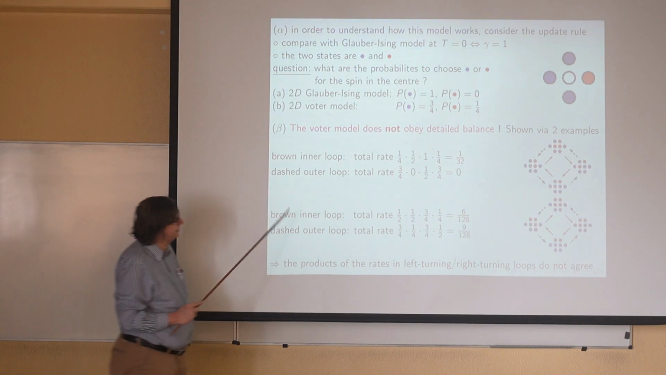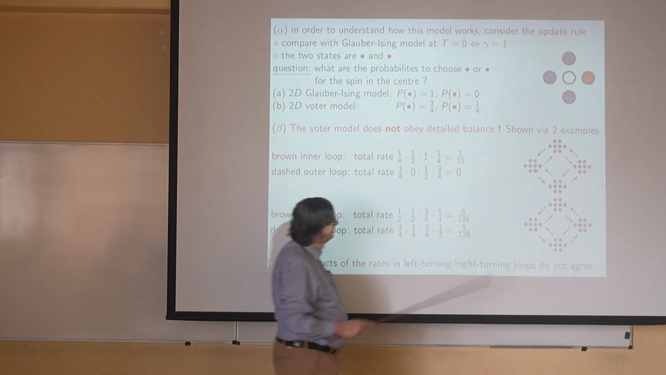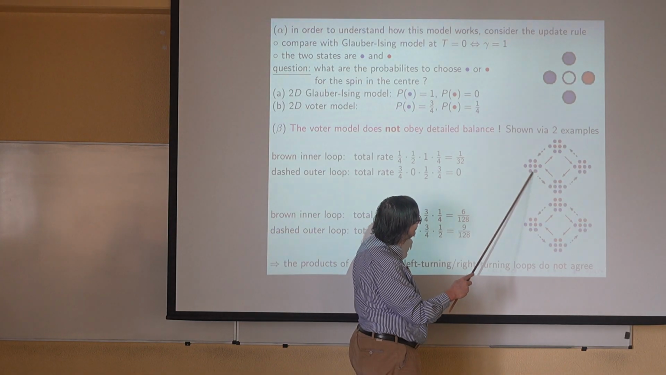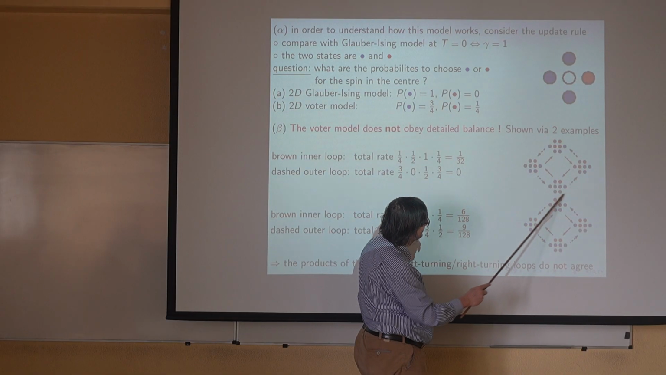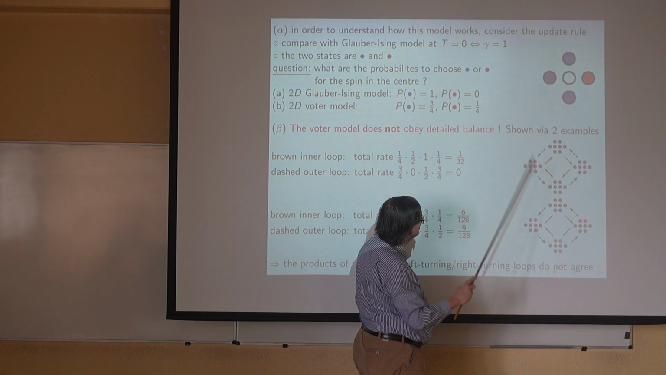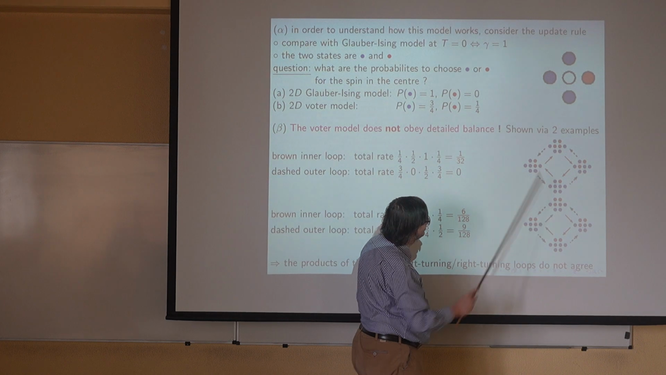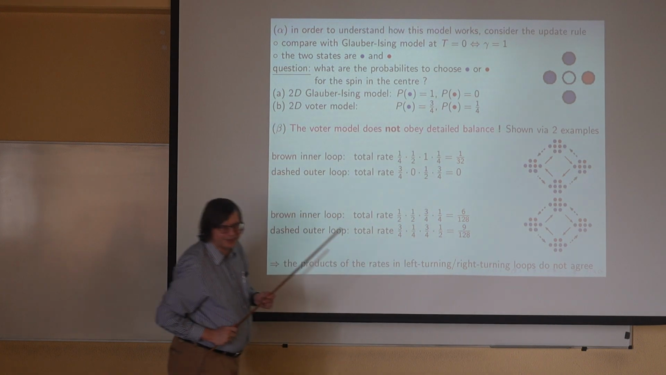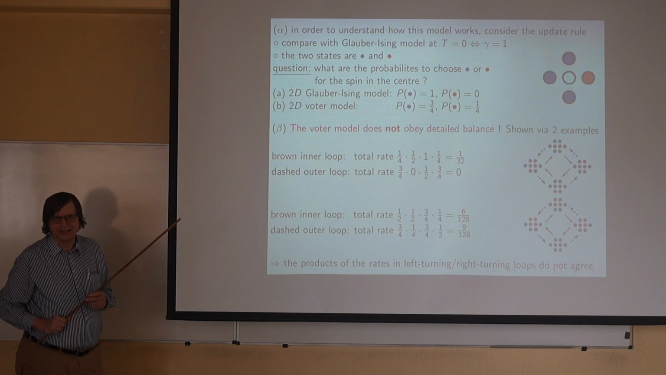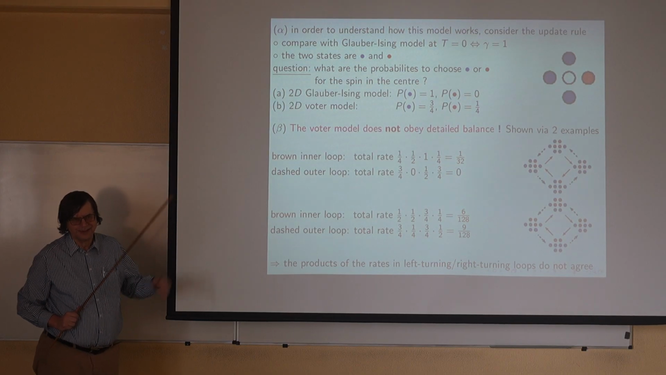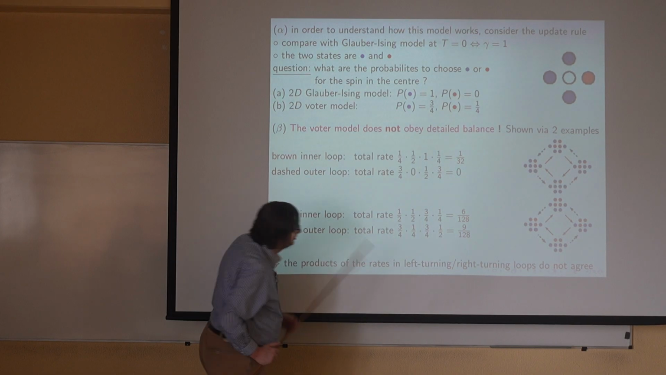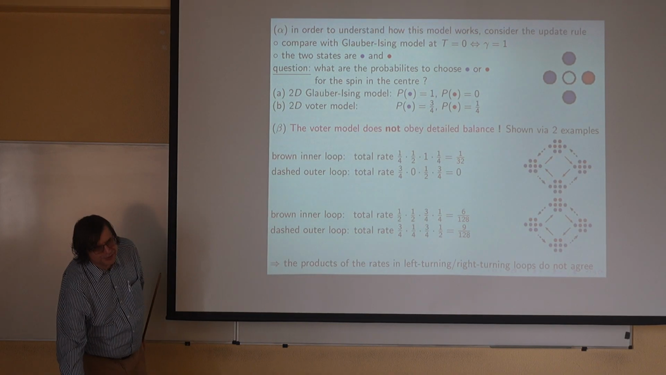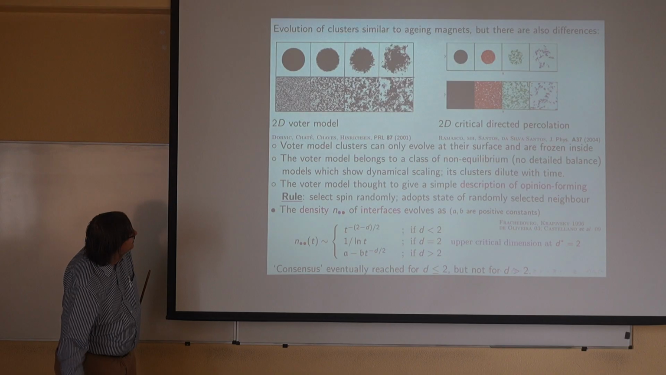The other property: the Rotor model does not obey detailed balance. You see it in the following way. For example, you could consider here a sequence of 4 configurations, and you can make the loop this way, or you can make the loop the other way. If you have detailed balance, the product of the rates is the same, whichever way you go. If there's no detailed balance, as you find in the Rotor model, that is not the case. So there's no detailed balance in the 2-dimensional Rotor model.